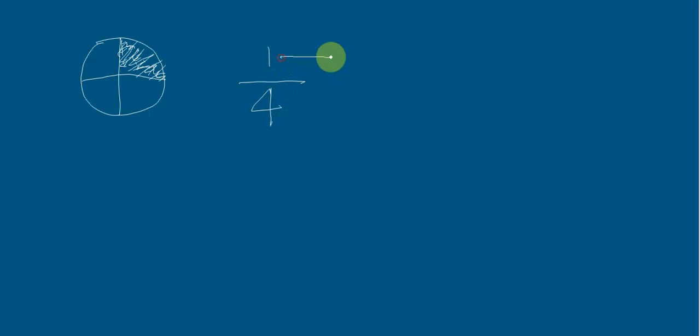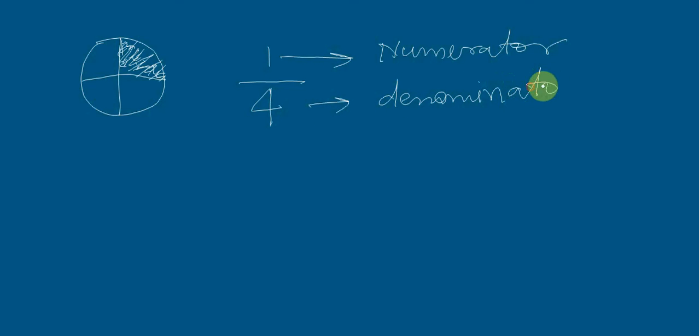So what is this called? This one is called numerator. Okay, and this one is called denominator. Okay, this is numerator and this is denominator, and we read it as 1 upon 4.